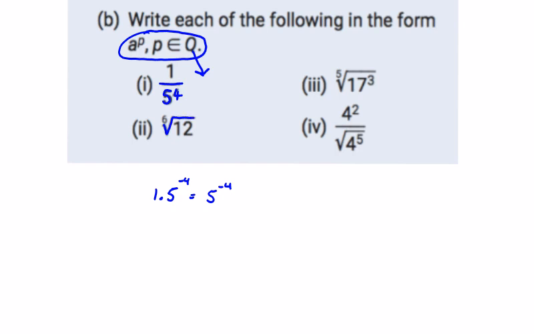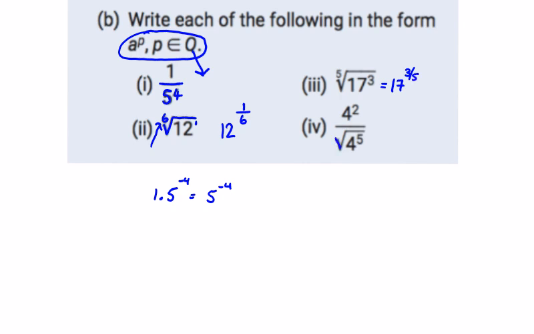Any square root is a fraction power. There's a 12 to the power of 1 inside. The rule we learned is the number inside is the top of the fraction, and the number outside is the bottom of the fraction. So this is 12 to the power of 1 over 6. Similarly, this is 17 to the power of 3 inside over the outside.